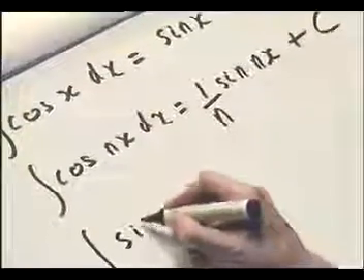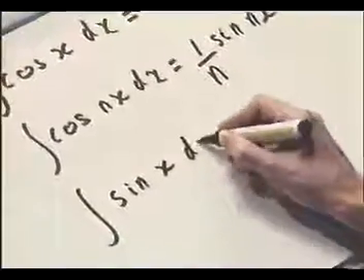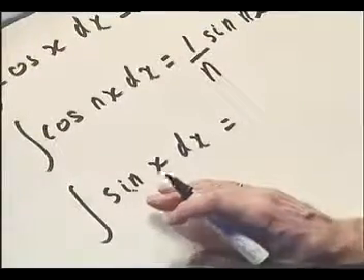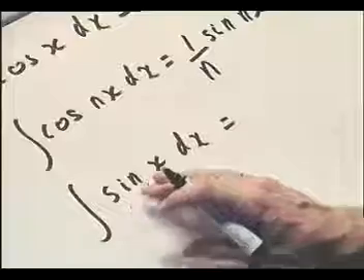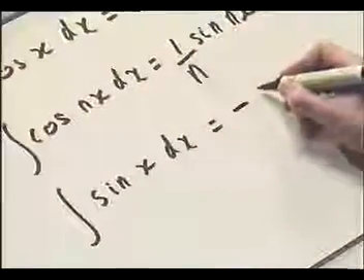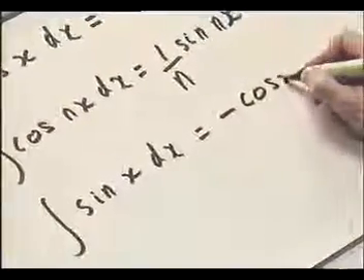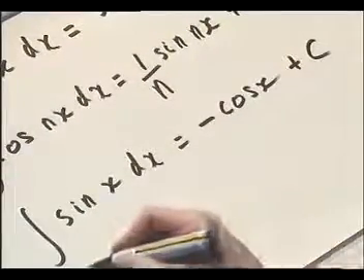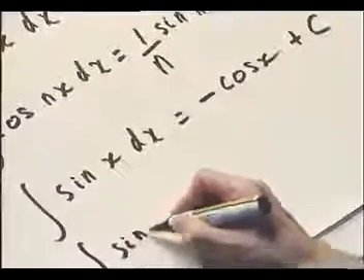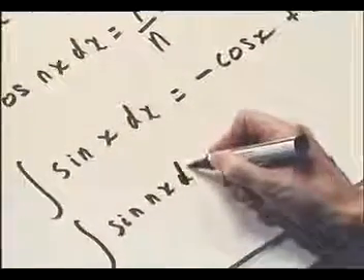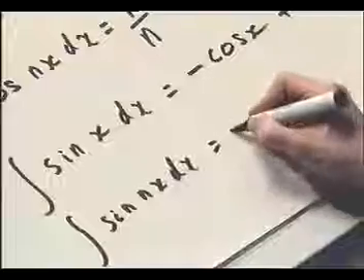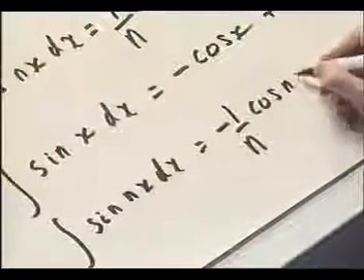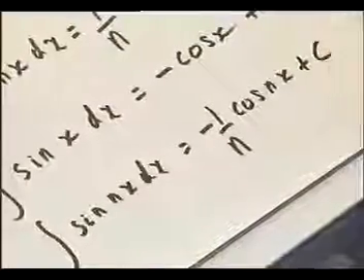What about doing the integral of sine x? Again, we know that the derivative of cos is minus sine. So if we integrate sine, reversing the differentiation, it's got to be minus cos x plus c. And similarly, if we have sine nx dx, then it's got to be minus 1 over n cos nx plus c.